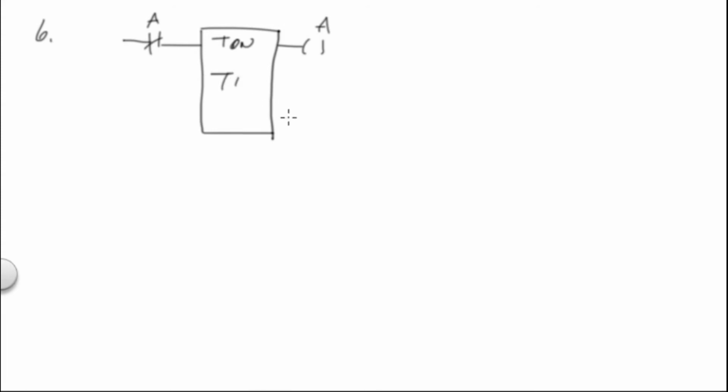Timer 1 has an accumulated value. Right here would be the timer 1 accumulated value. Or if you're Allen Bradley, T1.ACC, however you want to do it. And then you would say if less than, or the less than symbol, your choice.